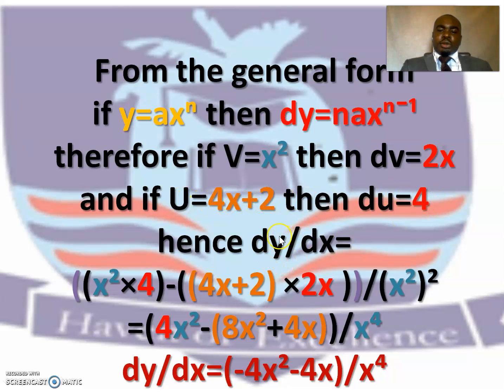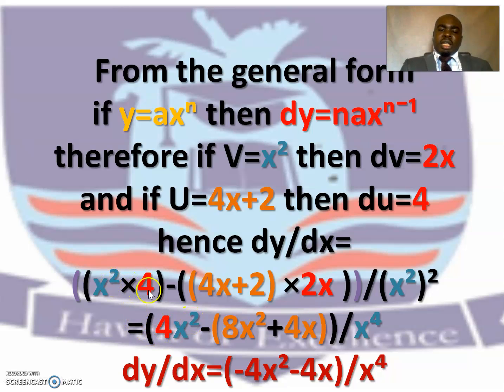Our dy/dx is going to be v du/dx. So in this case, it's going to be x squared multiplied by 4. So we have x squared times 4, subtracting u dv/dx, 4x plus 2 multiplied by 2x. That's what we have here, 4x plus 2 multiplied by 2x, all over the square of the denominator. So we have x squared all squared.